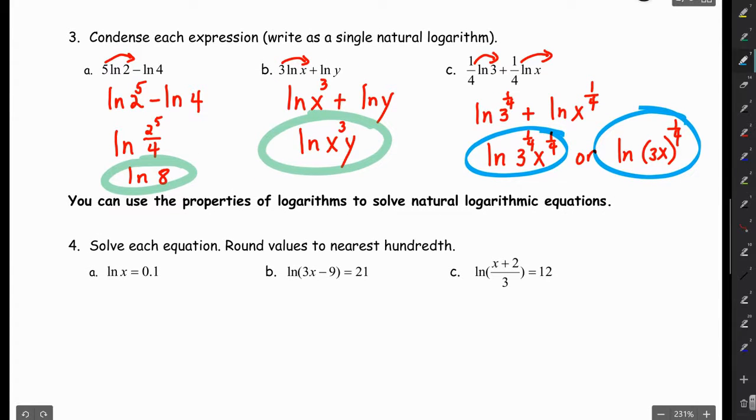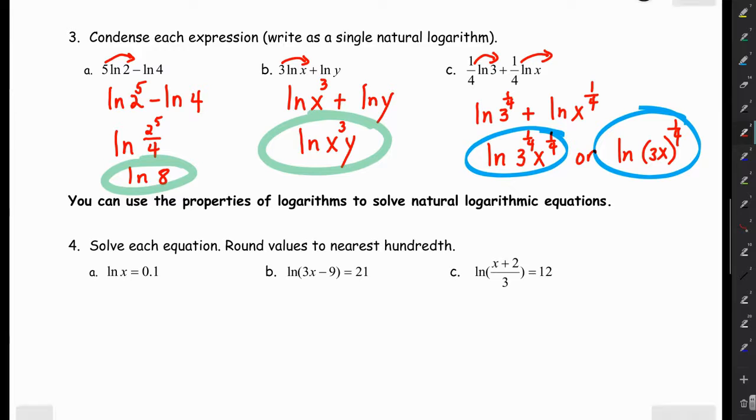Now it says use the properties of logs to solve logarithmic equations. All right, so we have ln of x equals 0.01. So we want to take this and rewrite it as an exponential equation. That's going to help us solve it.